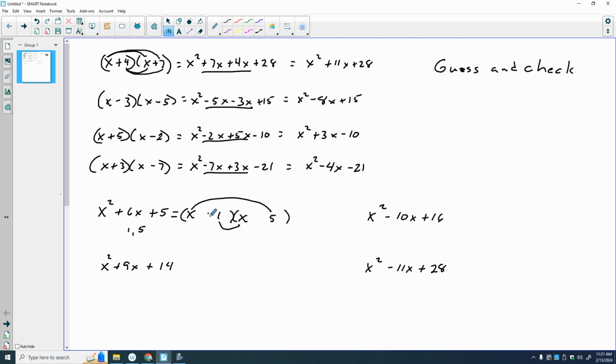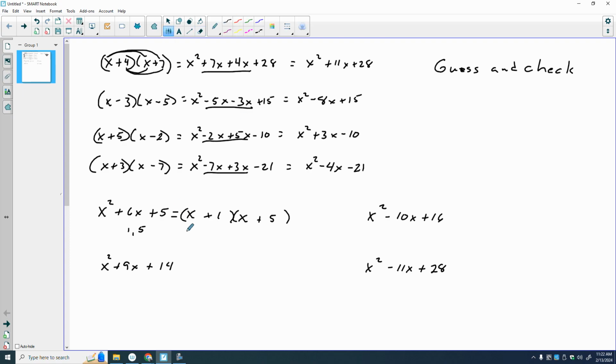It works. So now I'm going to put in both plus signs because this sign is positive, so both of these have to be positive. If this sign is positive, these two signs have to be the same. So is 5x plus 1x 6x? Yes. Is 5 times 1 5? Yes. So if I were to check all my answers, meaning if I were to multiply these two things together, I would get this x squared plus 6x plus 5. So there is my answer.